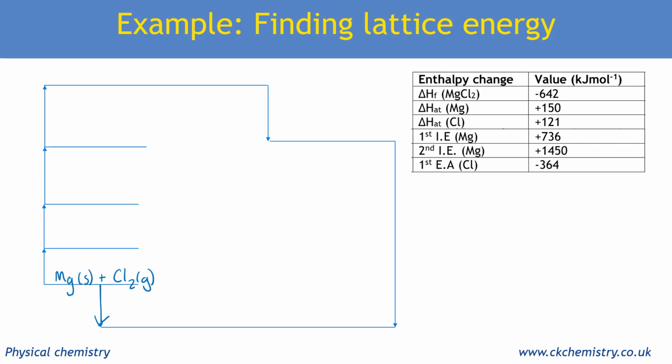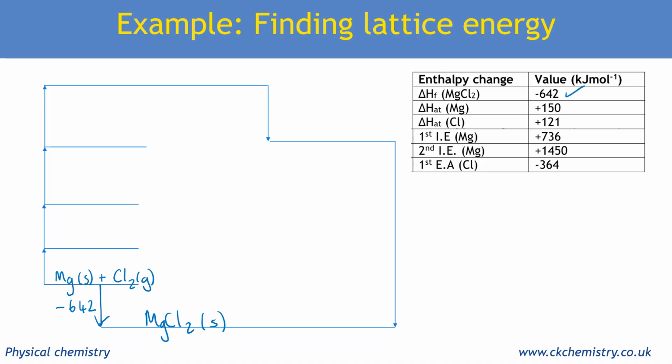So that makes MgCl2 solid. And that arrow represents enthalpy change of formation of magnesium chloride from elements to compound standard state. So that is minus 642. Then I'm just going to go up, and remember I'm going to tick off the values I've used.